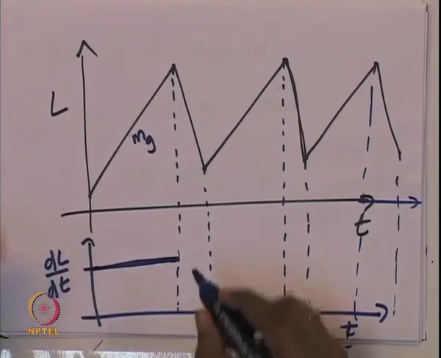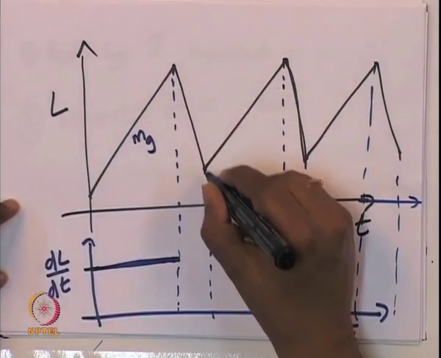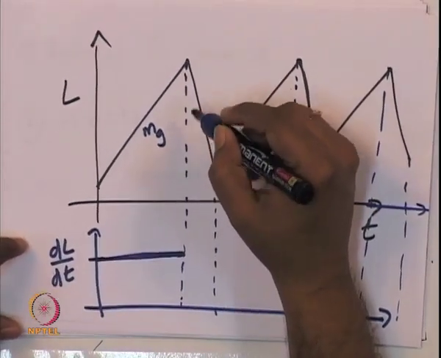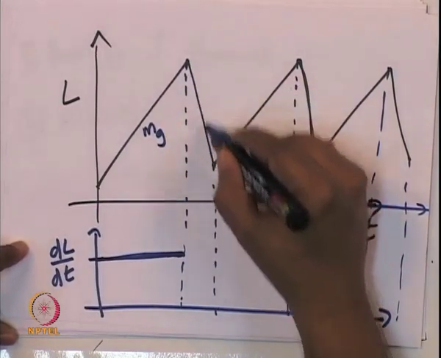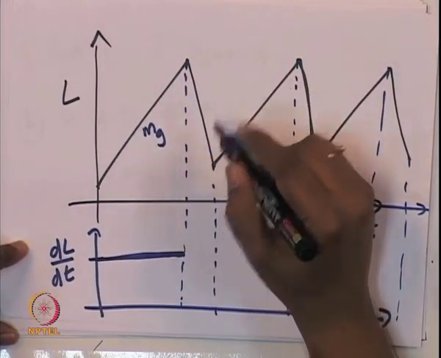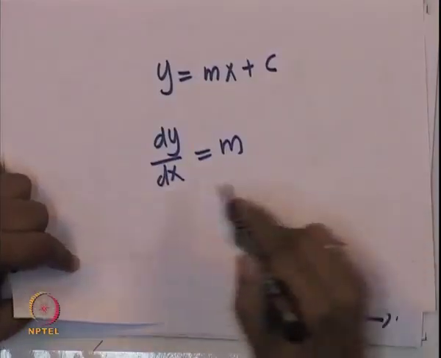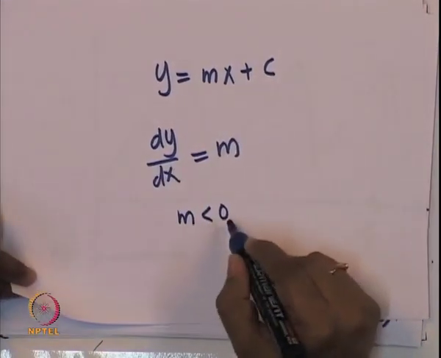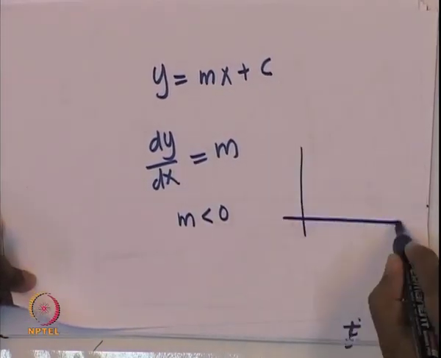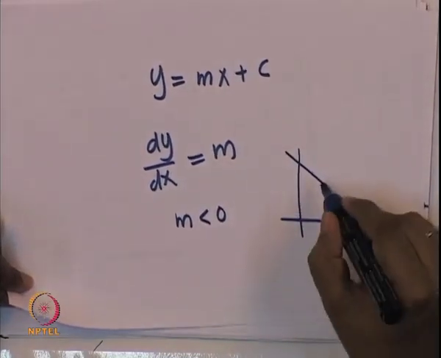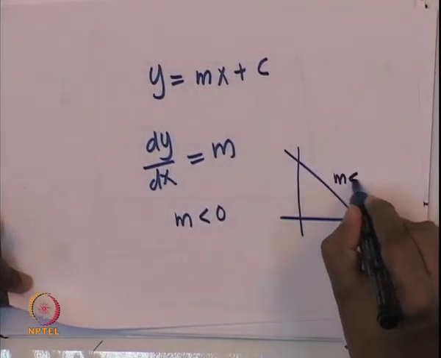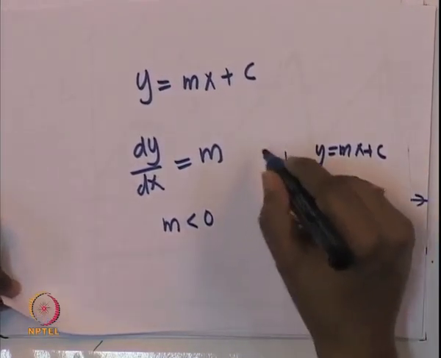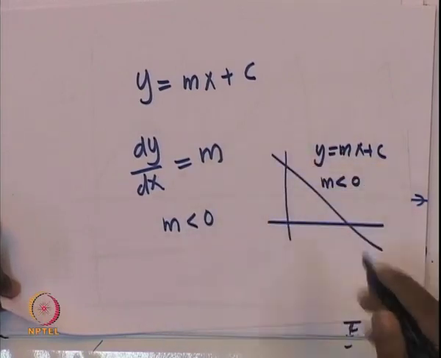Okay, this is m g, and this is now the second part, a different slope, and this is actually again another line, but a line like this. As you know, if you have m less than 0 for a straight line, if the slope is negative, the line will look like this. So this is y equals m x plus c with m negative, the slope less than 0.